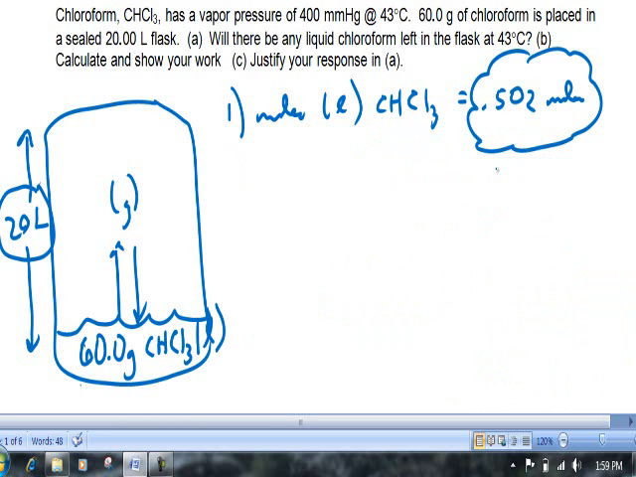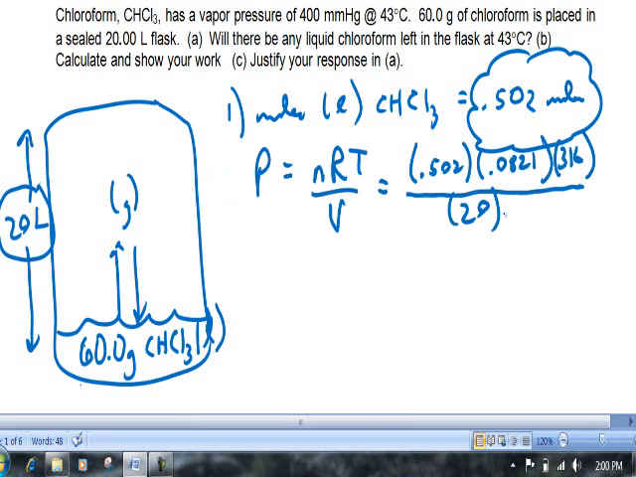A second, alternative strategy would be to answer this question based on pressure. We know how many moles of liquid we have, 0.502 moles, and we can calculate what the pressure would be in this flask if all of that liquid became gaseous. In this strategy, we'll put the number of moles available in liquid form into PV = nRT and ask what the pressure would become if all of this liquid became gas. So we have our moles of 0.502, our volume's 20, we have our temperature in Kelvin. When we calculate this, the pressure comes out to 495 millimeters mercury.